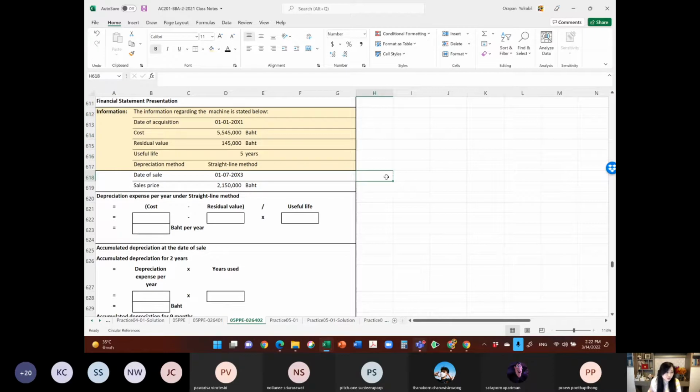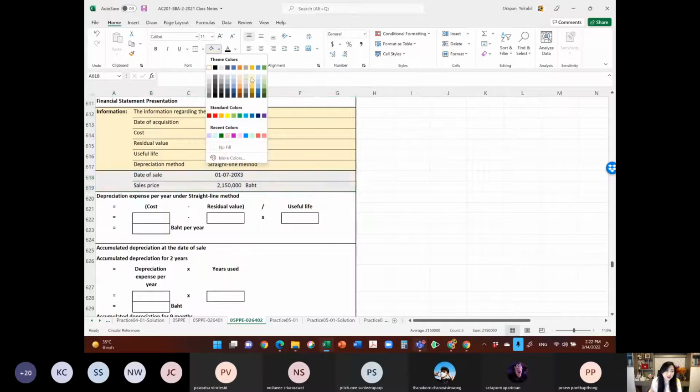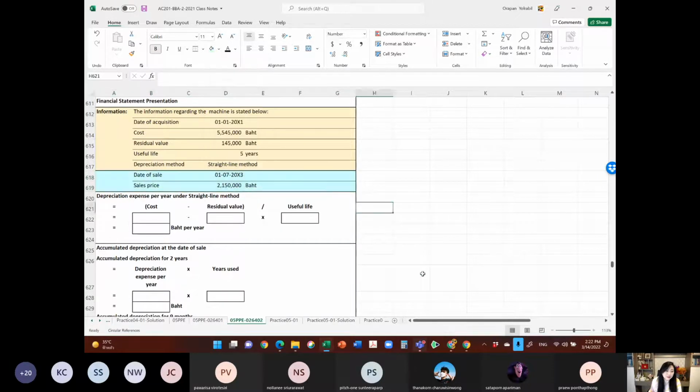This is about a machine. The company acquired a machine on January 1st of year 1, and the cost of the machine is 5,545,000, and the residual value is 145,000. The useful life is 5 years. The depreciation method is straight line. Then the company has been using the asset for a while, and then the company decided to sell off the asset on July the 1st of year 3.